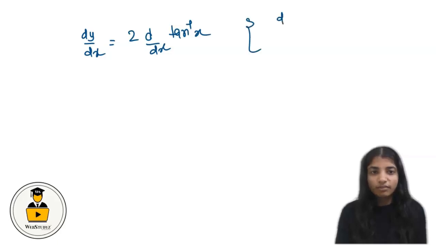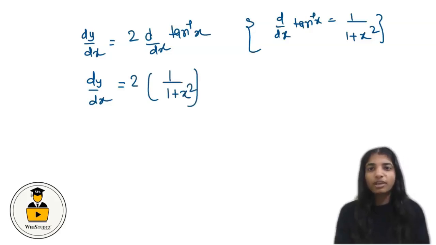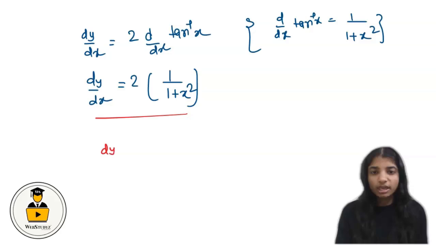And we know that the differentiation of tangent inverse of x equals 1 divided by 1 plus x square. So dy divided by dx equals 2 times 1 divided by 1 plus x raised to the power 2, and this is its value. So we can say that dy divided by dx equals 2 divided by 1 plus x square. So this is the answer to the given question.